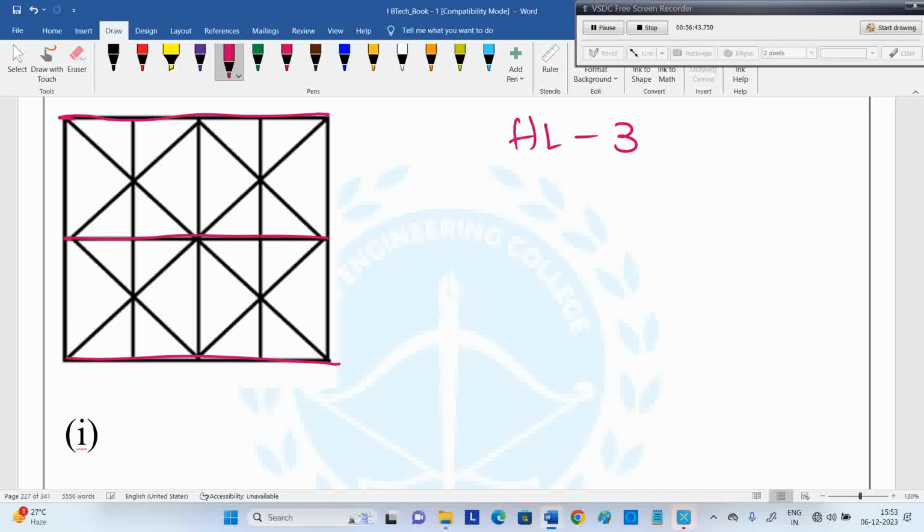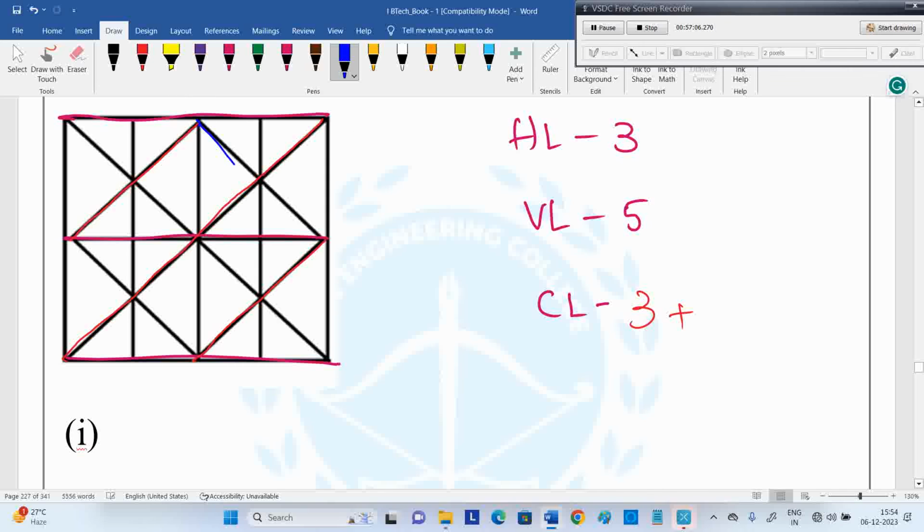How many vertical lines? 5. Very good. Vertical lines are 5. Now cross lines, same slope, consider as same. Okay, this is one cross line. 2, excellent. 3, 3 in this side, 3 in the other side.